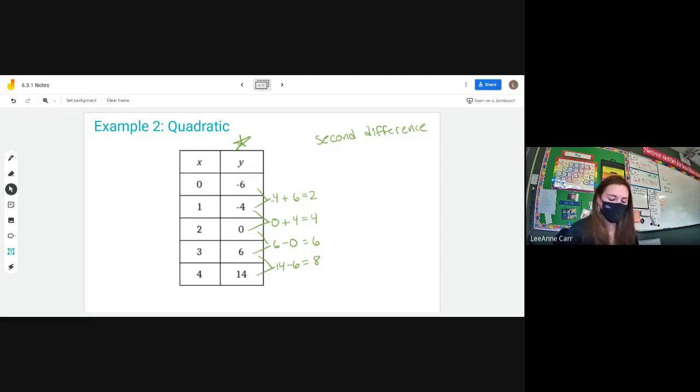So now I'm going to do exactly what I just did, but again. So now I'm going to do 4 minus 2, which gives us 2. 6 minus 4, which gives us 2. 8 minus 6, which gives us 2. And this time I do see that I have the same value for my second difference. This means that I have a quadratic function. This one was a little bit trickier, so I'll pause again just to make sure you understand it. And if you're writing this down, you get a good example written down.